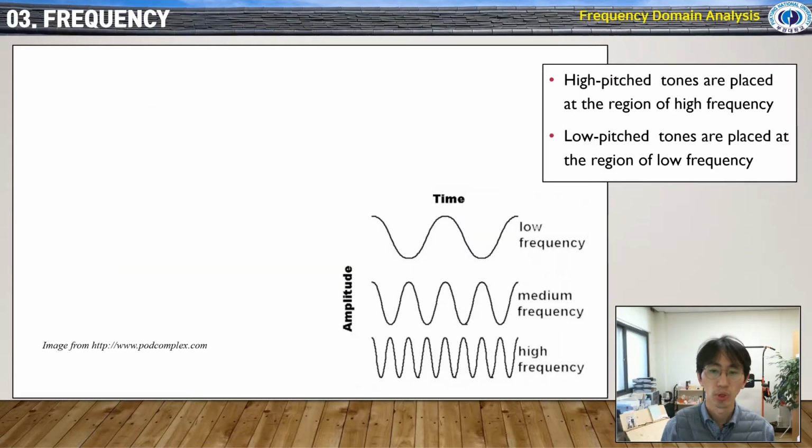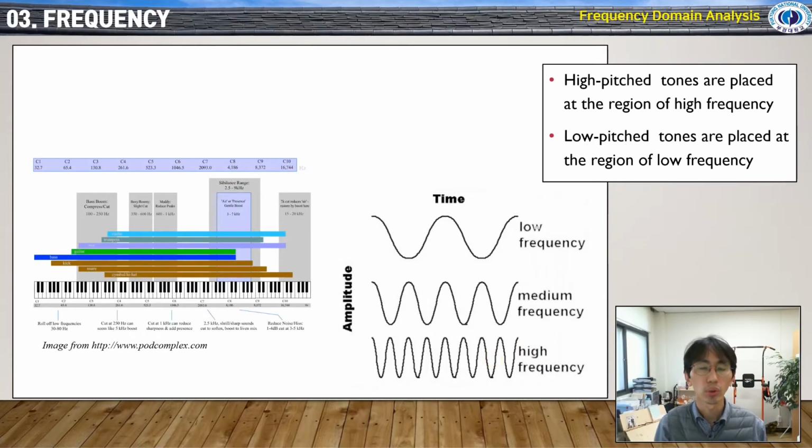I told you that if it moves slowly, then we say this is low frequency, and if it moves fast, then it's a high frequency. When you talk or when you sing something, usually a man's voice often has more low frequency, and a girl's soprano voice usually has a higher frequency. Not everybody, but in general cases.